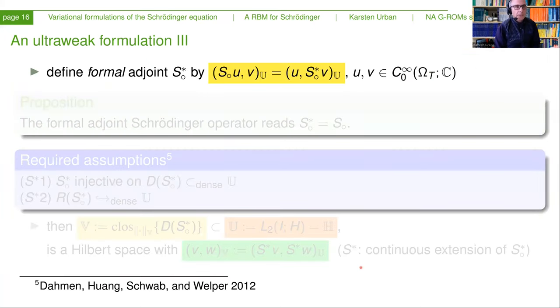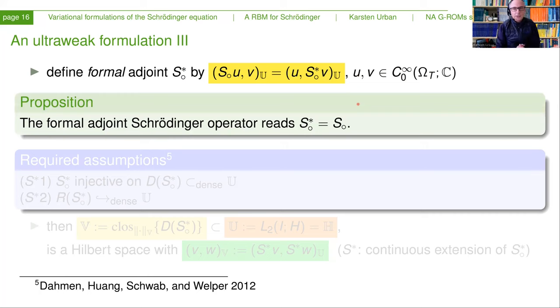Finally, we need the formal adjoint, which we have seen already. The formal adjoint appears by basically doing integration by parts in this norm for all smooth test functions. And what we have already seen earlier, under suitable assumptions on the potential, namely as long as this is real valued, the Schrödinger equation formally is self-adjoint.